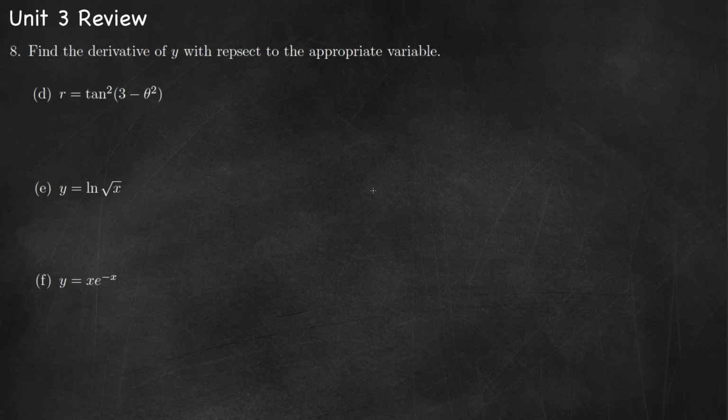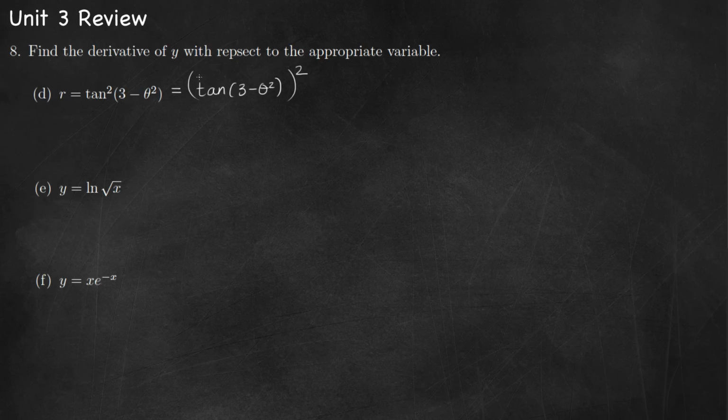And our final problem, number 8, to find the derivative of y with respect to the appropriate variable. Oh, this is a continuation. Okay, so we're still going with our derivatives. Our variables in part D are r and theta, so we're going to find dr d theta. Now, this is a trig function raised to a power, and I always recommend you rewrite that. When you have a trig function raised to a power, rewrite it so that the power is on the outside. This is the tangent of 3 minus theta squared, all raised to the power 2.